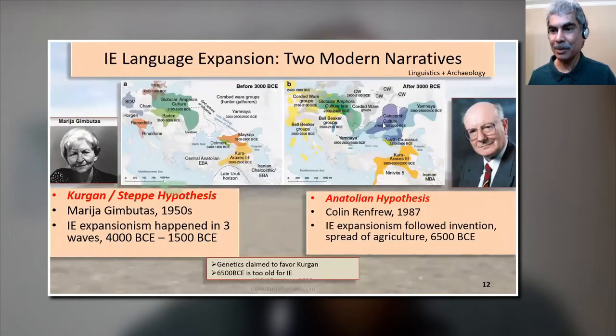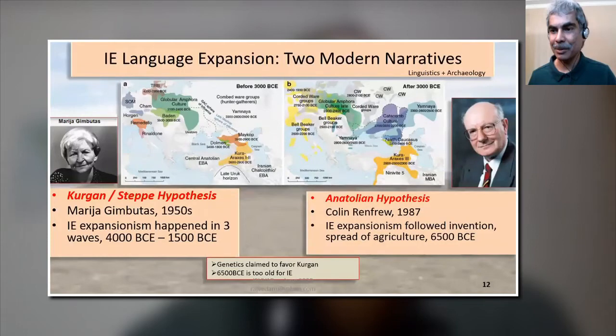Okay. All right. So, like I said, there are two modern narratives for the Indo-European language expansion, and the thought leaders are Maria Gimbutas and Colin Renfrew. Maria Gimbutas came in the 1950s with the Kurgan or the Steppe hypothesis, and she said that in Central Asia, once they domesticated the wild horse, they got chariots, they had swords and iron, so they started conquering. They went all over the place in 2 waves or 3 waves.